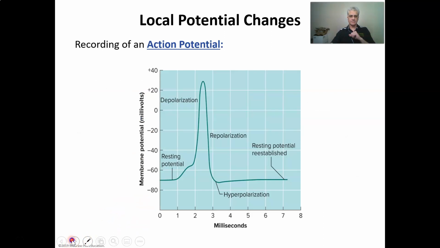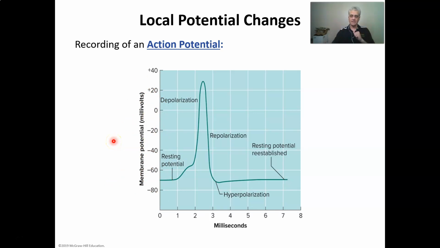All right. Now, here is what we call an action potential, a recording of an action potential. Let's look at our axes. On the x-axis is time. It's a very short amount of time, milliseconds, but it's still time. The y-axis here is membrane potential as measured in millivolts.